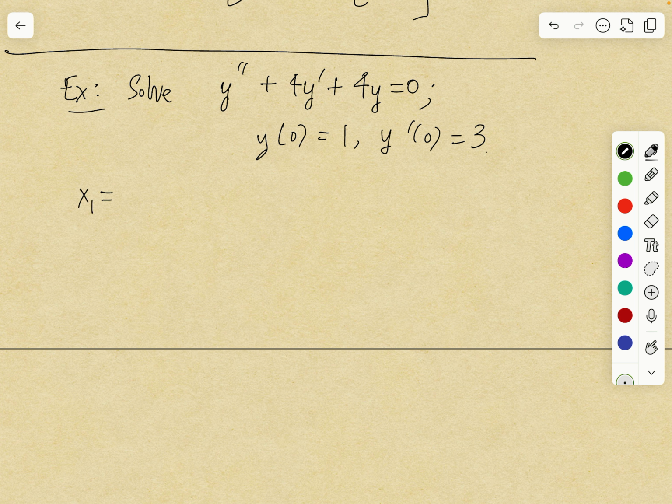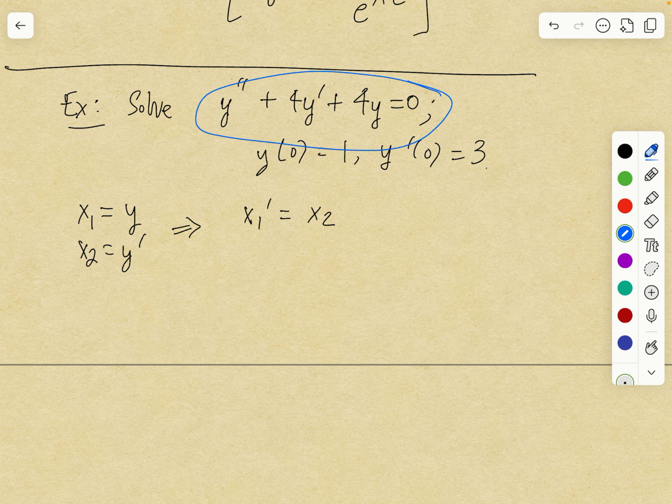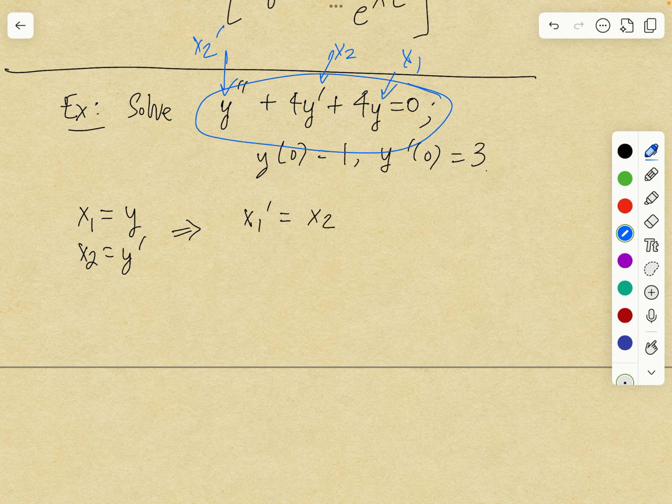So the way you do it is you define x1 to be y and x2 to be y prime. And then since x2 is the derivative of y, that just tells you that x1 prime is x2. And then you take this differential equation, where x1 is y, x2 is y prime, and the second derivative is the derivative of y prime, so that's x2 prime.